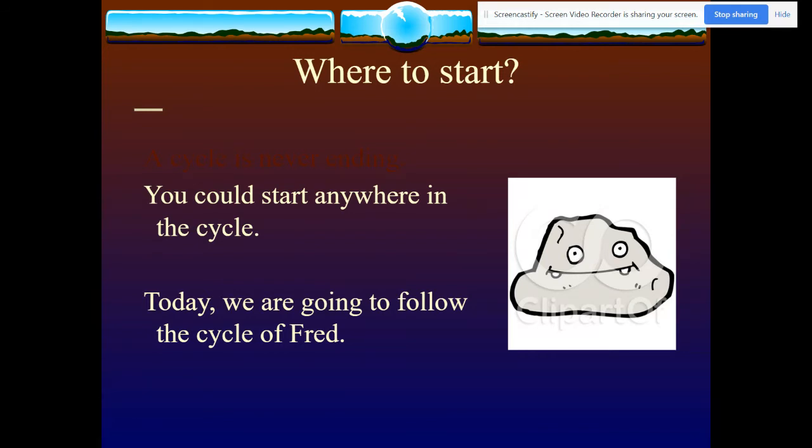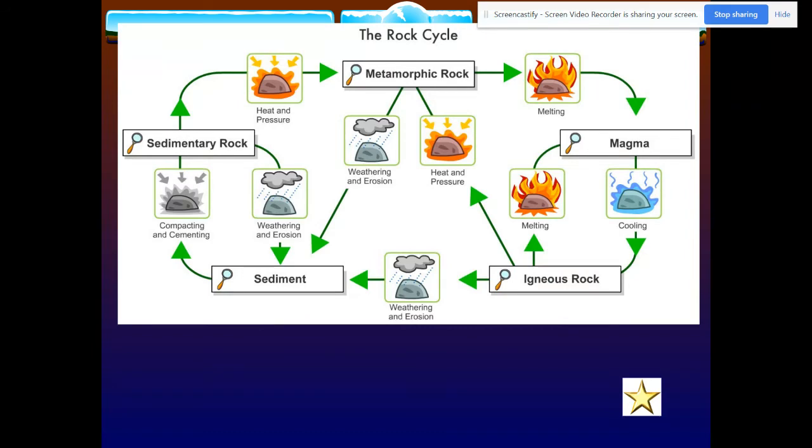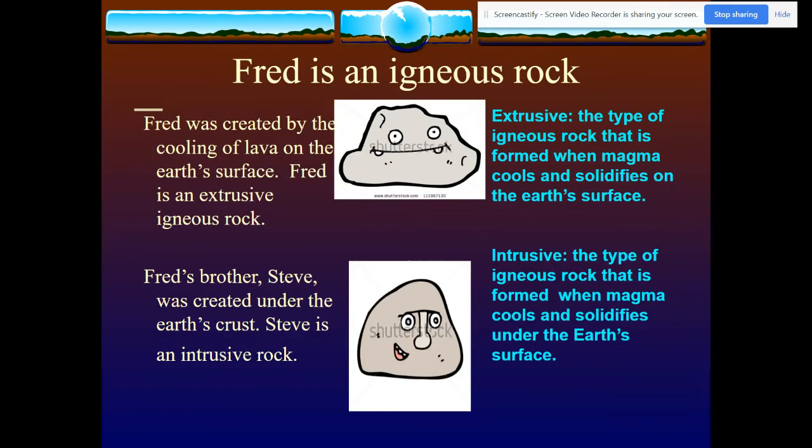Today we're going to follow the cycle of Fred. So as you can see, since it's a circle, we could start anywhere. Fred is an igneous rock. He's created by the cooling of lava on the Earth's surface, and he's an extrusive igneous rock. We'll get to that definition in just a second. His brother Steve was created under the Earth's crust, so he's an intrusive rock. So intrusive, it's going to mean inside.